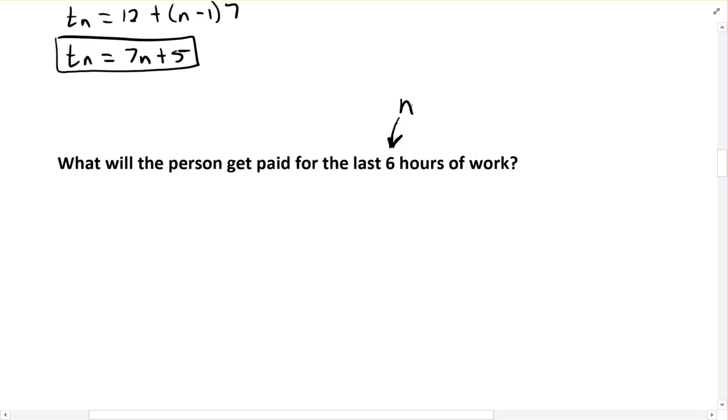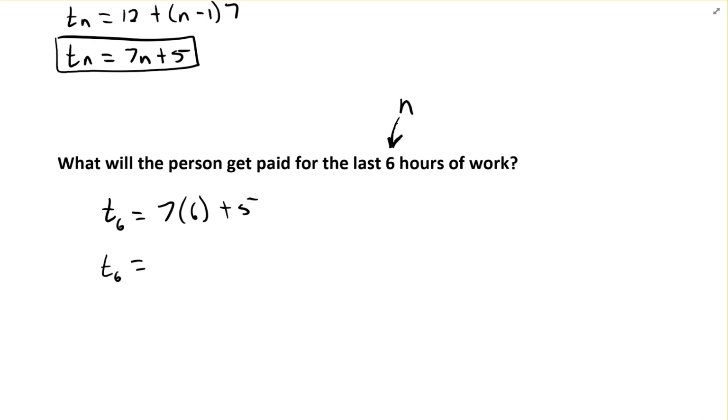So we just use our formula and say T6 is equal to 7 times 6 plus 5. So it'd be $47.